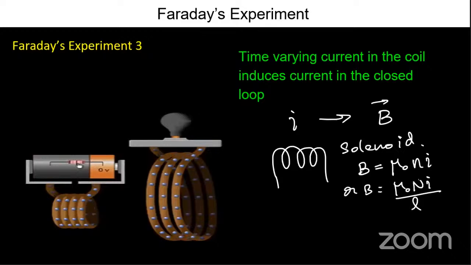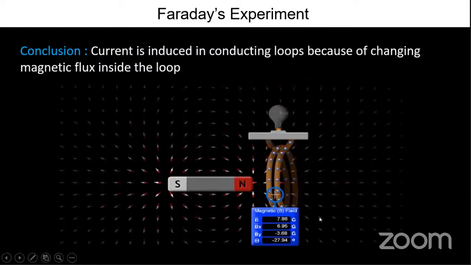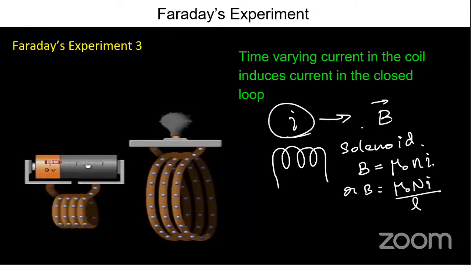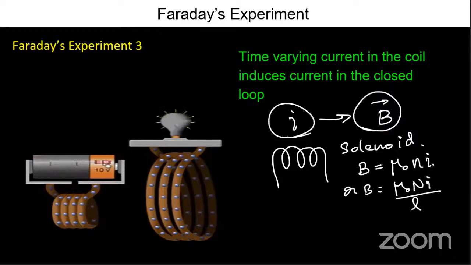Where N is the number of turns per unit length, that is N by L. If my current is varying, my magnetic field will also vary according to this formula. So the time varying current in the coil induces current in the closed loop. This time varying current will induce a time varying magnetic field, and then this time varying magnetic field will induce current.